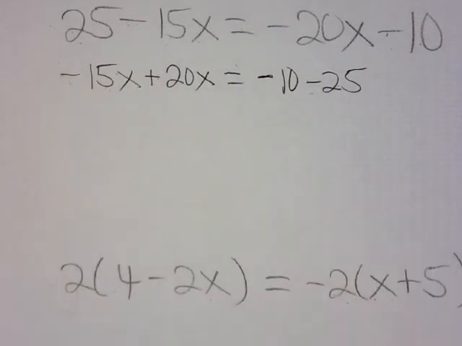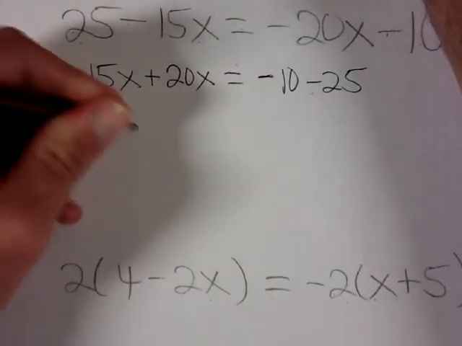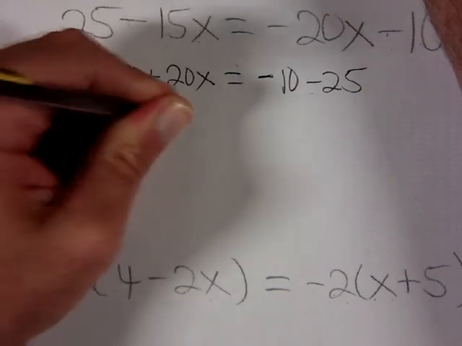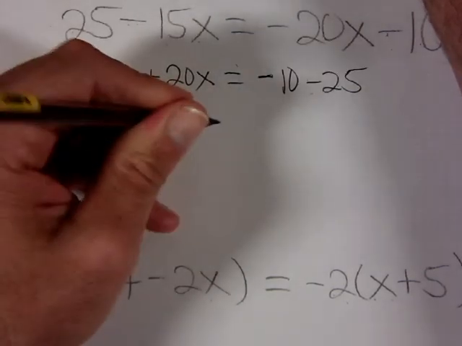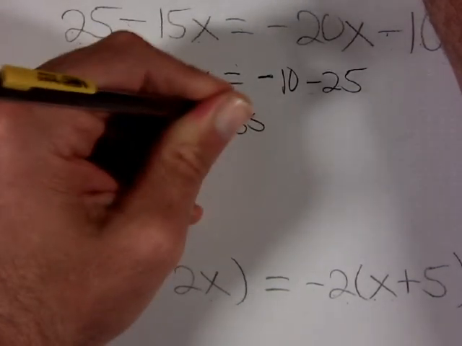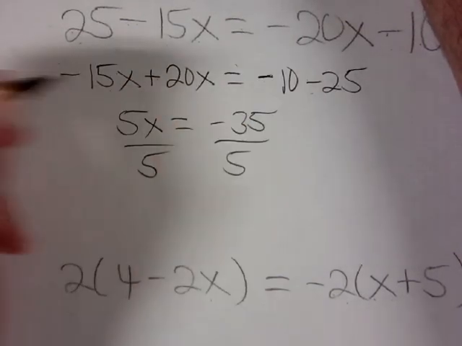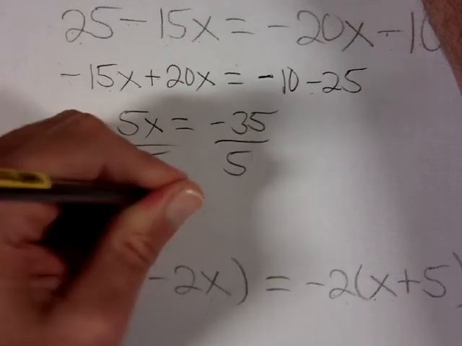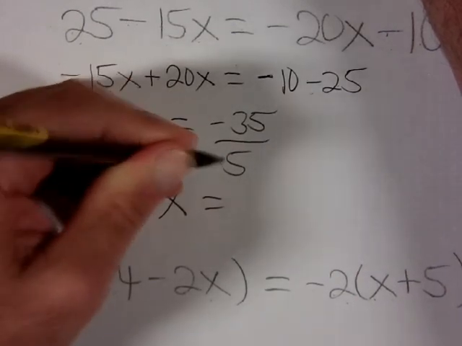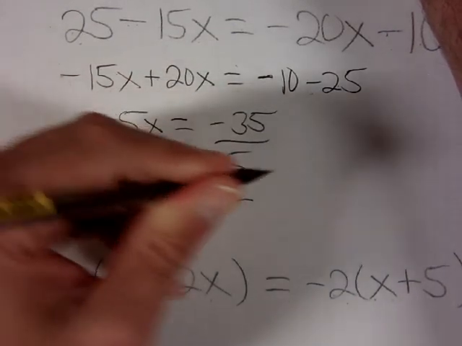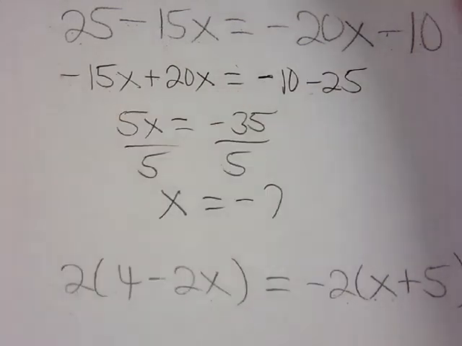All right? Now we can do the like terms. Negative 15x plus 20x. That's going to leave me with 5x. And negative 10 minus 25 is negative 35. Now I'm ready to divide both sides by 5. And then I can get my answer. X equals, negative divided by positive is a negative. 35 divided by 5 is 7. All right? So that's kind of how it works.